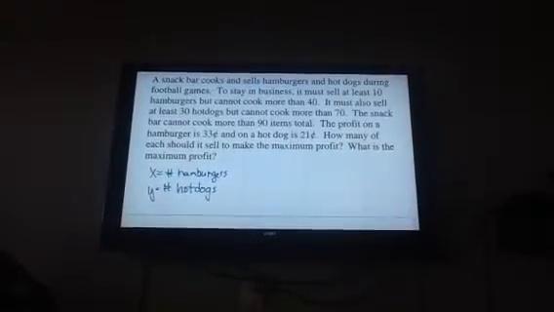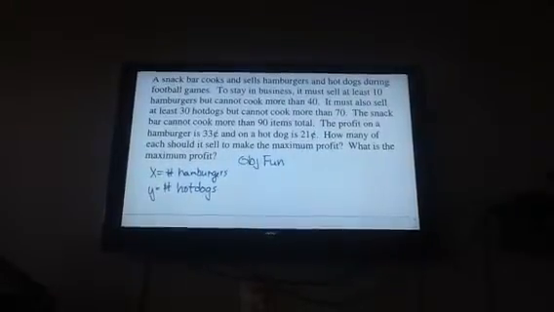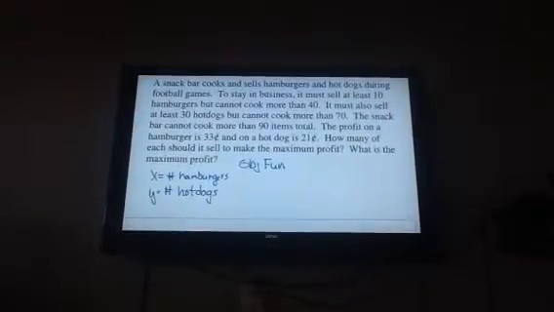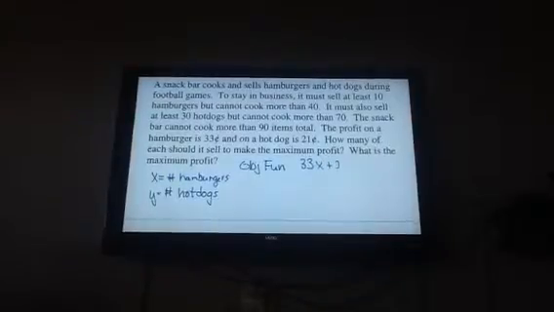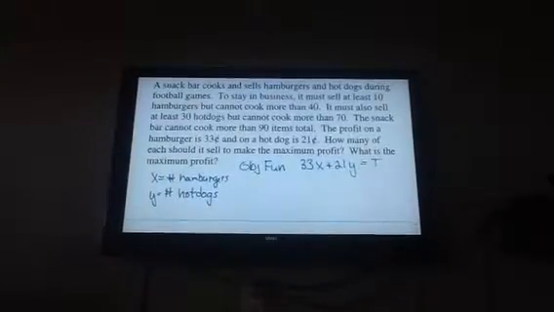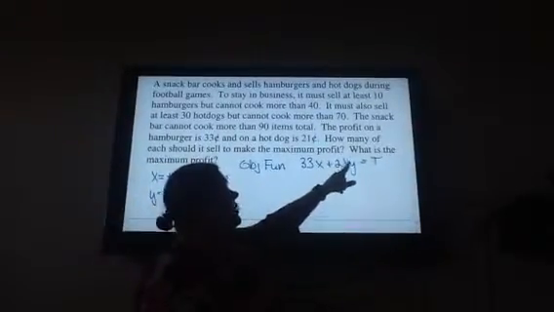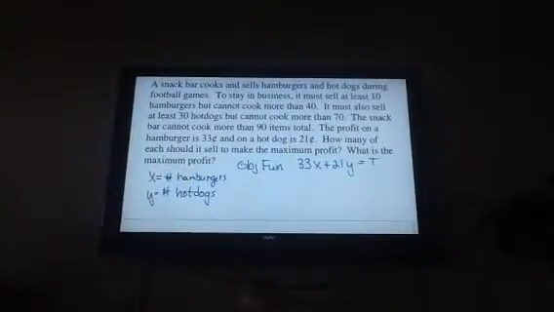So in my objective function, okay, remember what I'm trying to do is maximize my profit. So my profit would be 33 cents for every hamburger that I sell, 21 cents for every hot dog that I sell, for a total of t, sorry. 33 cents for every hamburger, so 33 times x, plus 21 cents for every hot dog, 21 times y, equals my total profit I'm going to make.